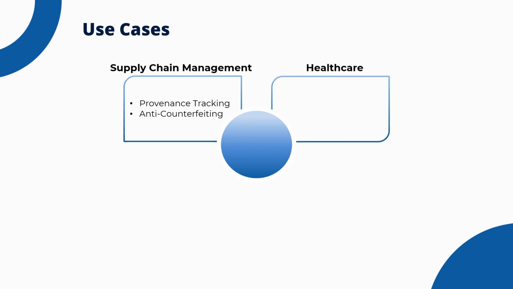Healthcare. Medical records. Blockchain can securely store and share patient records, ensuring data integrity and privacy. Projects like MedRec aim to create a decentralized database for medical records. Drug traceability ensures the authenticity of drugs and prevents counterfeit medicines. For example, Chronicled uses blockchain to track pharmaceuticals from manufacturer to pharmacies.